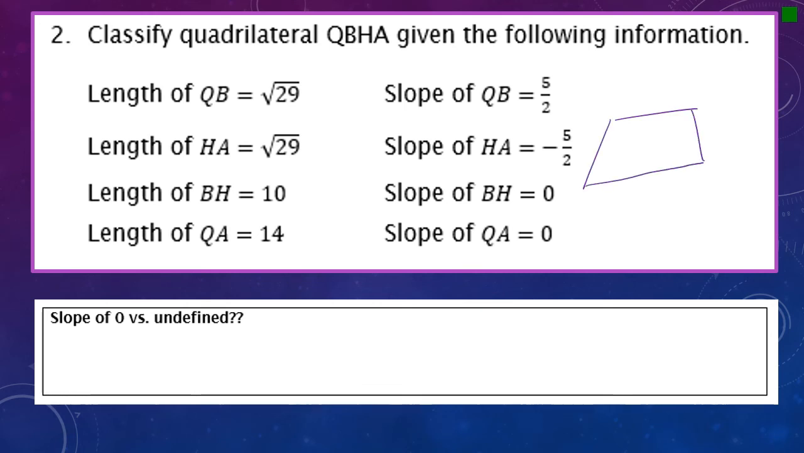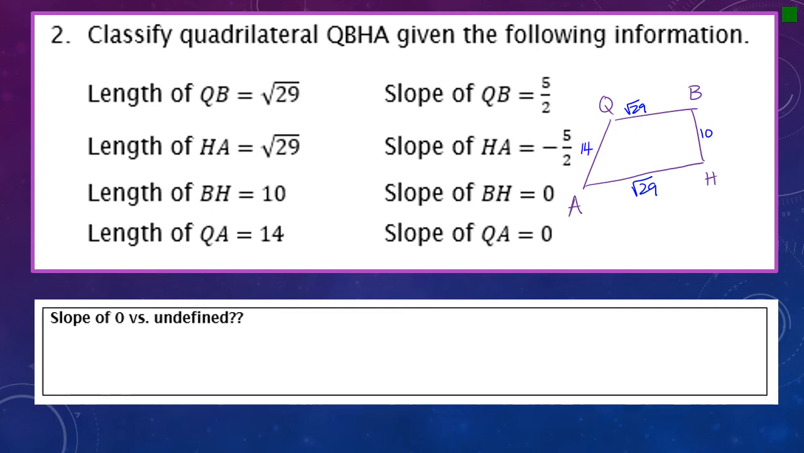And then the vertices are Q, B, H, A. And what we can do is go through and label all of these things. And sometimes that makes it a little bit easier to understand. So for QB, the length is the square root of 29. So I'm going to put square root 29. HA, which is on the bottom, so it didn't go in order this time, which is another reason it's a really good idea to draw these pictures. BH is 10, and then QA is 14.